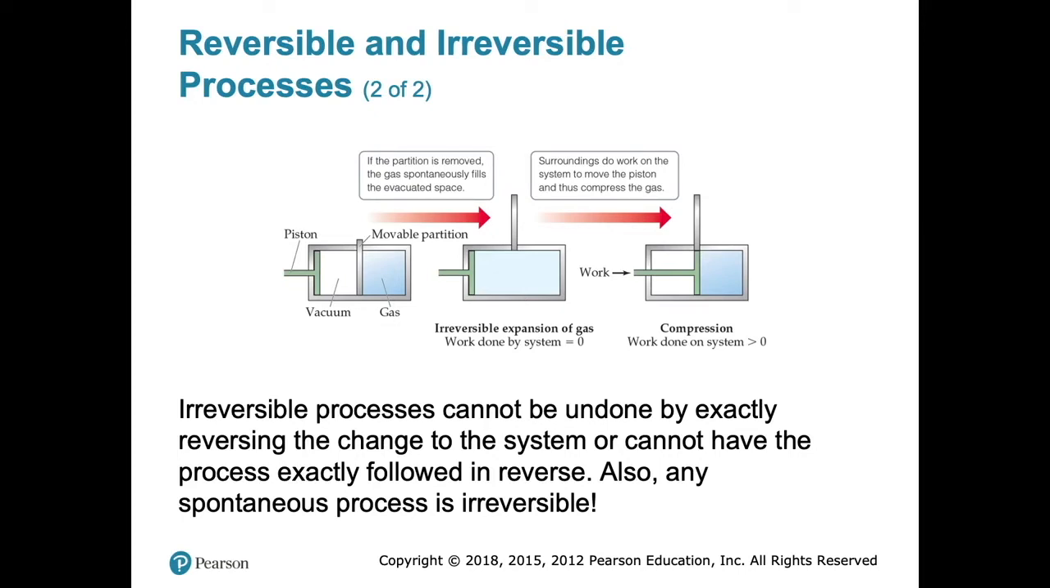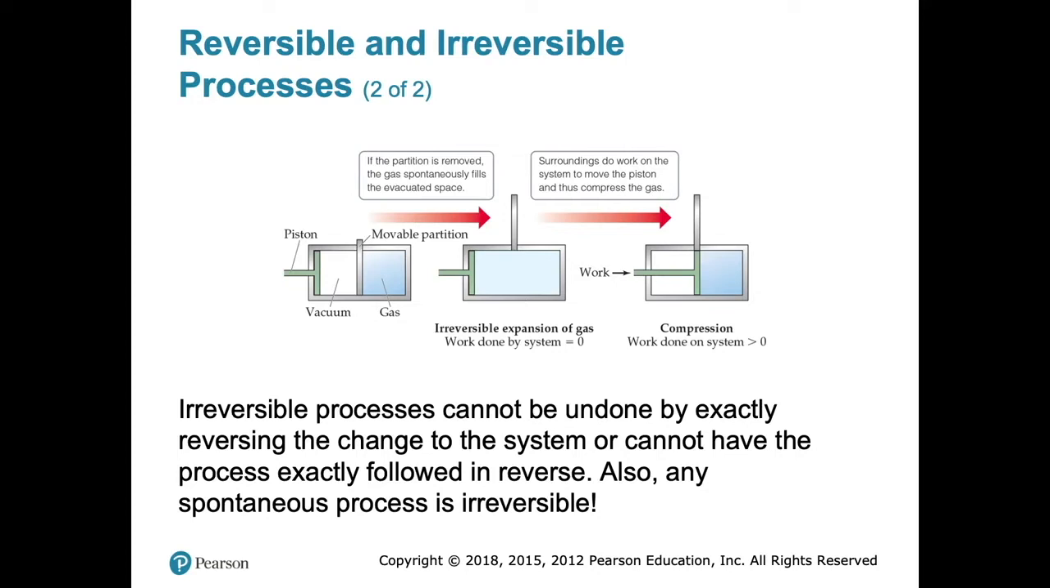So the work done on the system here, because you're doing compression, is greater than zero, right? Notice that all you did here was pull out the partition and it expanded, and so the work done in the system is equal to zero, because you really didn't do any work. The vacuum made it so that the gas expanded, but the gas would do that anyway, even if there wasn't a vacuum, because gases fill the space that they're in, right? So notice how here no work is done for the gas to expand, and it's irreversible.